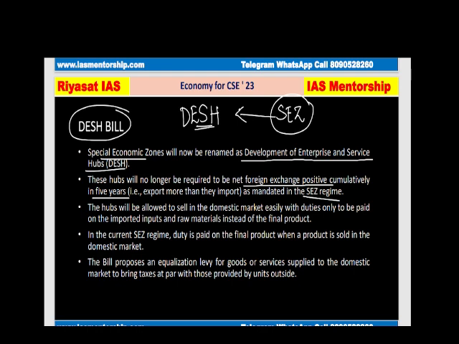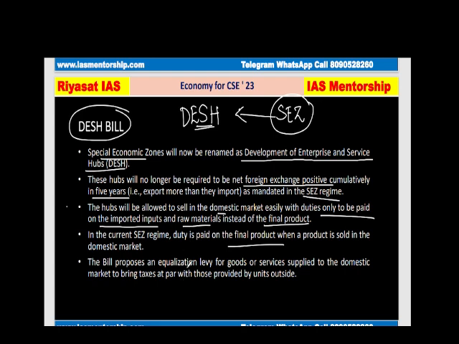Okay, this has been stopped. And this will help. These hubs will be allowed to sell in the domestic market easily, with duties only to be paid on the imported inputs and raw materials instead of the final product. Remember, whatever duties you have to pay, you have to pay on inputs and raw materials, and not on the final product. Clear? But if we talk about the SEZ regime, the duty was paid on the final product. When the product is sold in the domestic market, then you were required to pay the duty.